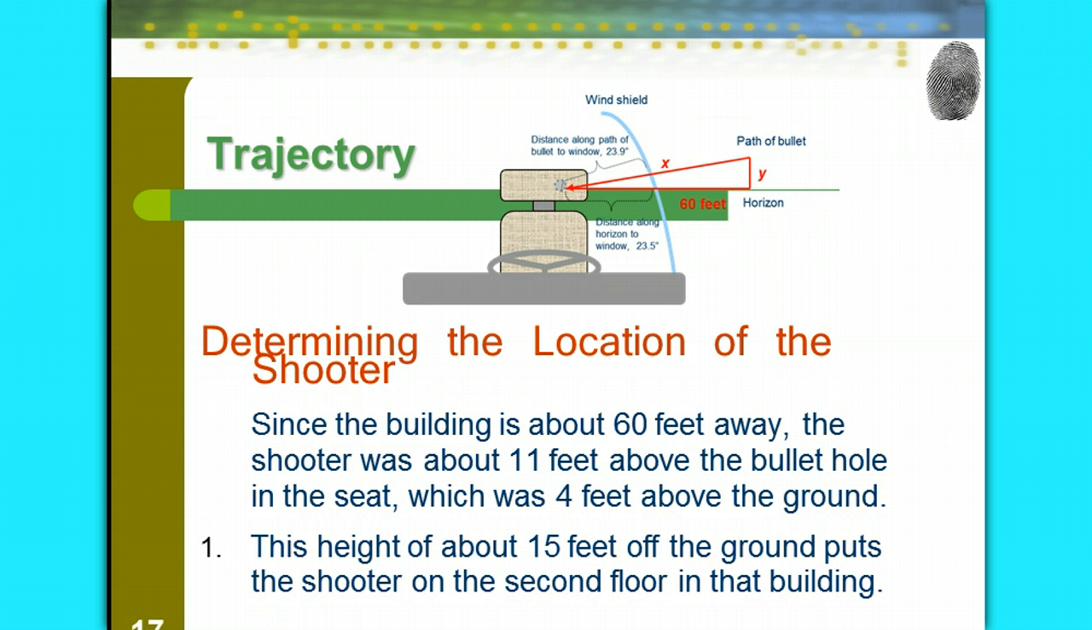So what we're going to do in the next couple of days is focus on how we determine some of those positionings using different scenarios and studying different angles of trajectory.